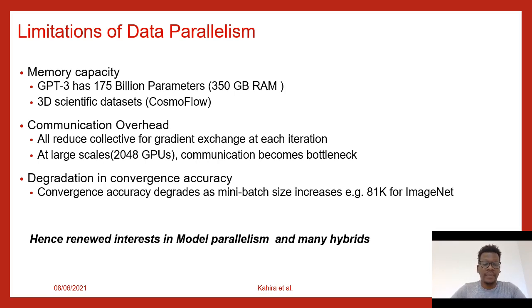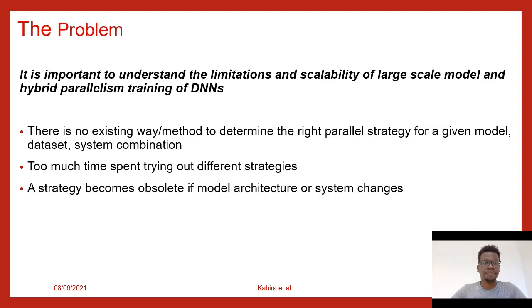The other problem, which has more or less been addressed but is still kind of an issue, is the degradation in convergence accuracy. Because data parallelism involves replicating the model and giving a different batch to each model, as you increase the number of GPUs, you increase the mini batch size. At a very high mini batch size, there is some performance degradation that is observable. Because of these reasons, there has been some renewed interest in model parallelism or hybrids of model parallelism with data parallelism, as we will see later.